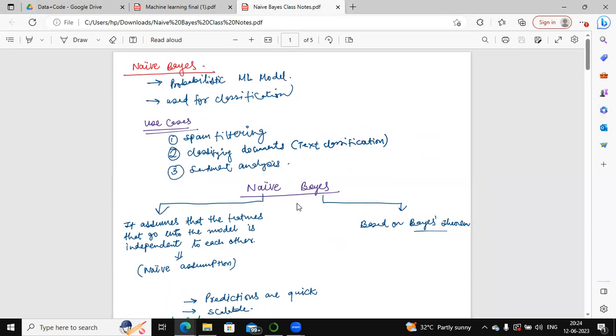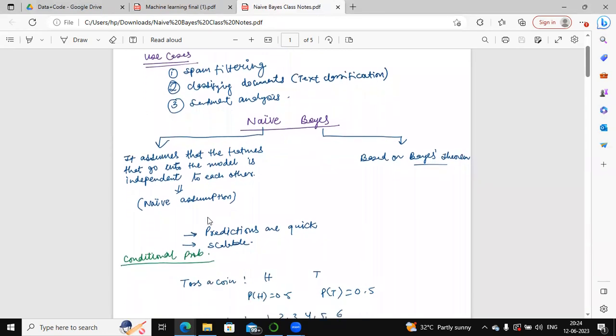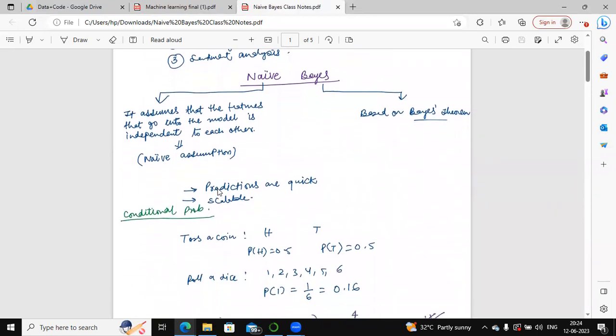So what does naive Bayes mean? Bayes, we already know, is based on Bayes theorem. And naive means it is assumed that the features that go into the model are independent of each other. That is, the predictor variables present in the model have to be independent of each other. This is the naive assumption, and that's why it is called naive Bayes. Predictions are quick in Bayes and it is scalable.